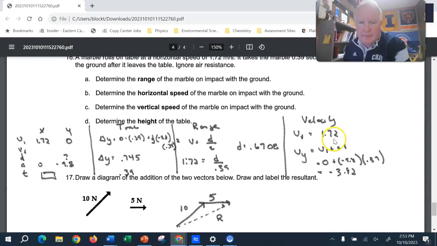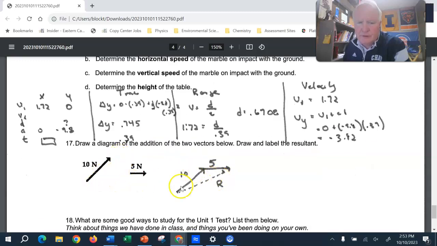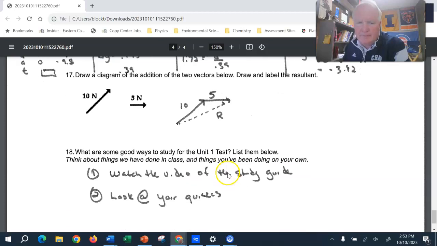Okay? This is another problem. This one, though, if you're in my class, what we did was I did this part. I saw that it had given me the time, so I knew that I could just put the time right here and leave this blank. I figured out the range, I figured out the velocity, and then I saw, oh shoot, they want me to find the height of the table. The only spot left was to work right here, so I plugged it into that equation and was able to find the height. All right, 17, tip to tail addition. Remember, you've got to go tip to tail. The resultant is the dotted line.